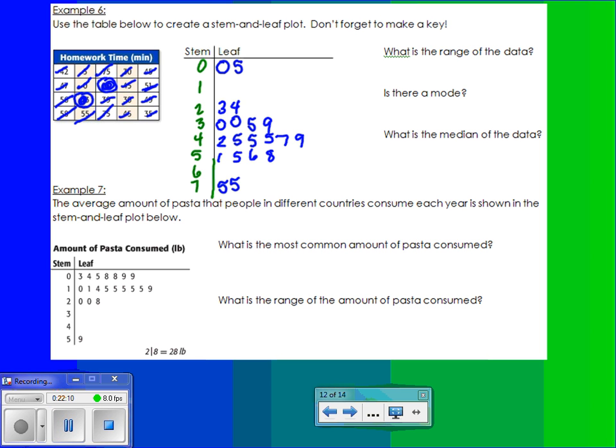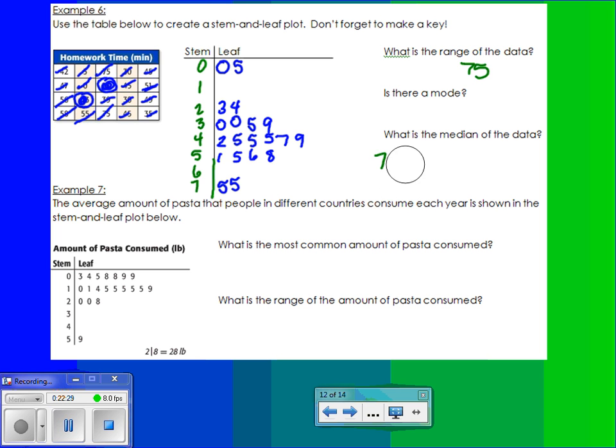Okay, so what is the range? How do we find the range? Take the highest minus the lowest. What's our highest number? 75. What's our lowest number? 0. We got this 0 right here on the leaf side. So 0 is our lowest number, so our range is 75.